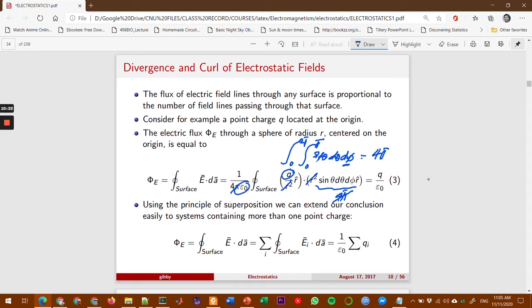That's why we have this one. That's why we have this: Q over epsilon naught. Now this is only true if you have one charge sitting at the origin. Now what if, using the principle of superposition, we extend our conclusion to a system containing more than one point charge? So we can have Q1 plus Q2 plus Q3. Right? Same trick or idea as before, calculating the electric field using point charges. So this is calculating the surface.